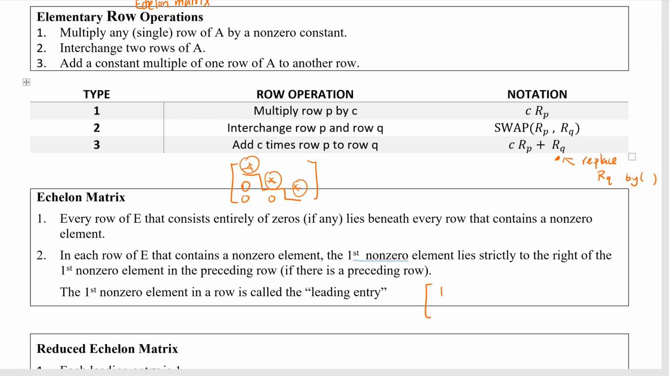Let me just give some examples. Here this is an echelon matrix. The leading entries are 1, 4, and 7. So far so good, everybody?